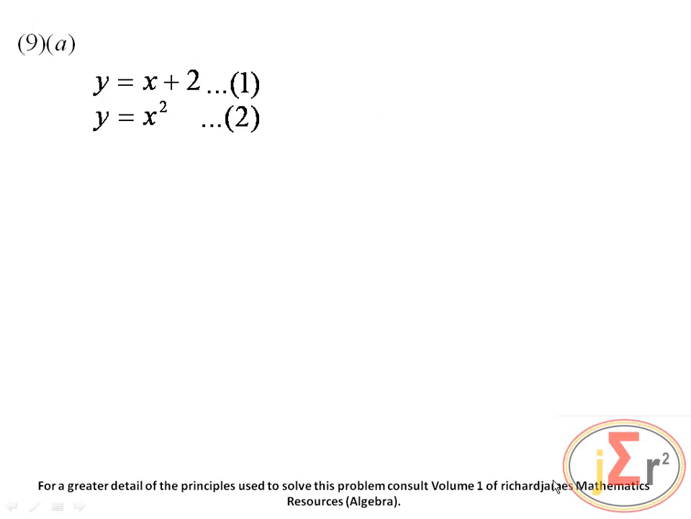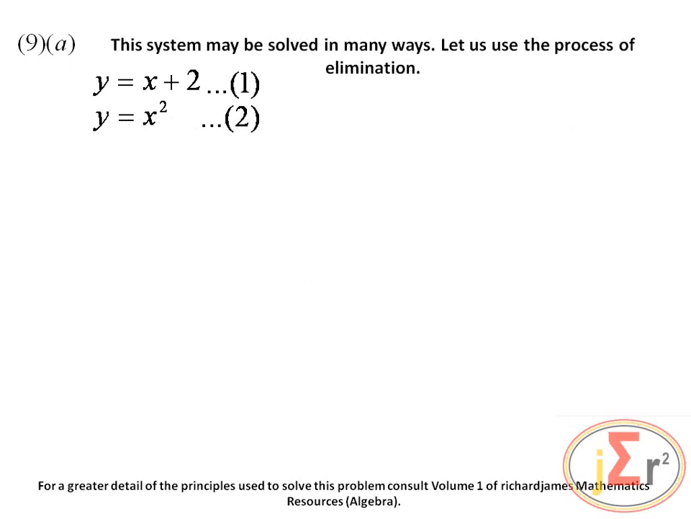We have here a system of simultaneous equations in which one is a linear and the other is quadratic. The system may be solved in many ways. This time we will use the process of elimination. Subtract equation 1 from equation 2. By so doing, the y's will be eliminated from the left hand side.